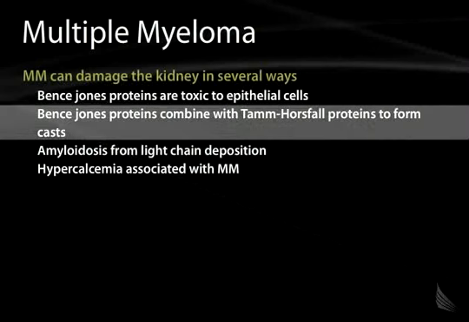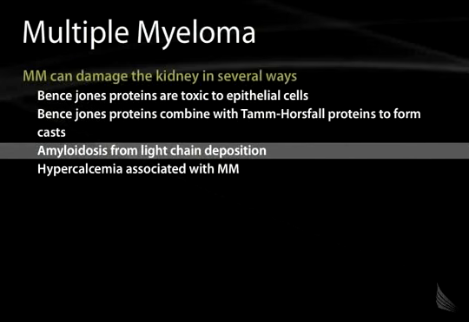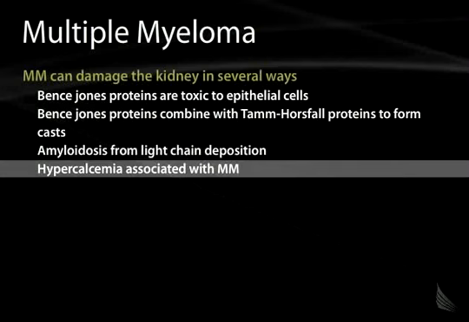In addition, they can combine with what we call Tamm-Horsfall proteins, which are also immunoglobulins, to form casts, which you can detect in the urine. Another thing that happens in plasma cell disorders is that these light chains can aggregate together to form amyloidosis. Those amyloid deposits can form in the kidneys and lead to kidney diseases. In addition, multiple myeloma causes lytic bone lesions, which lead to hypercalcemia and can cause calcinosis or deposit of calcium in the kidney. All of these things can combine to cause tubulointerstitial diseases and dysfunction of the kidney in plasma cell myeloma.